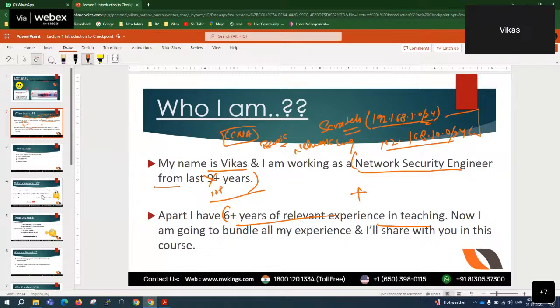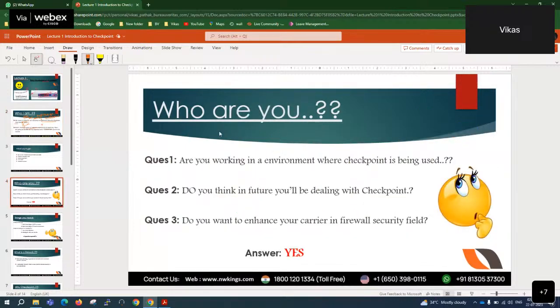Now, who are you, and who should join this particular course? If you think Checkpoint will be used in the future where you are working, or you are already working in an environment where Checkpoint is being used, or in future you will be dealing with Checkpoint, or you want to enhance your career or start your career in Checkpoint, my highly recommendation is to start with Checkpoint.